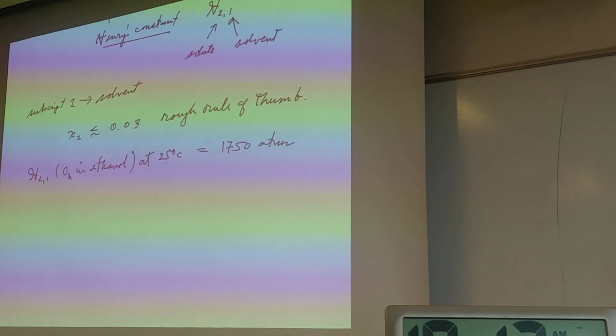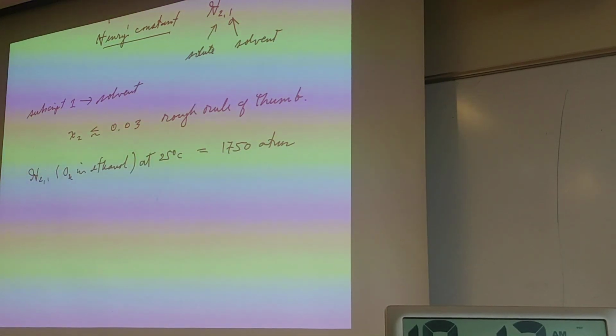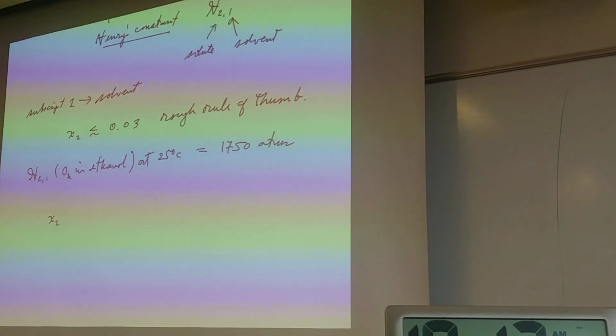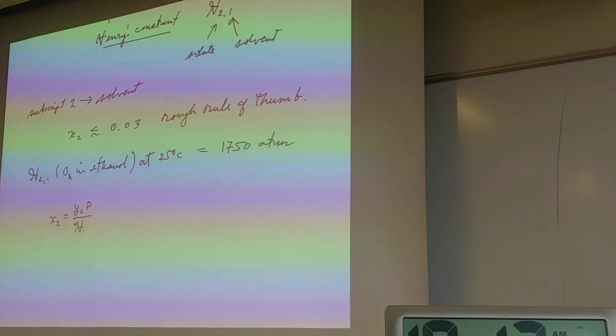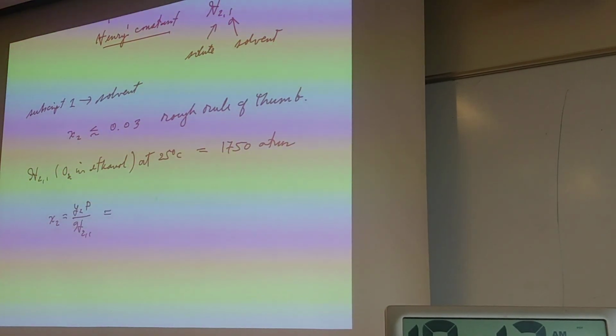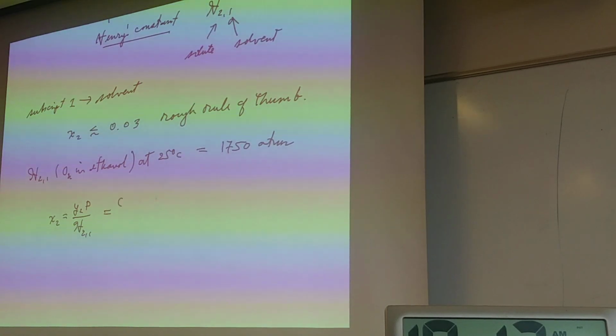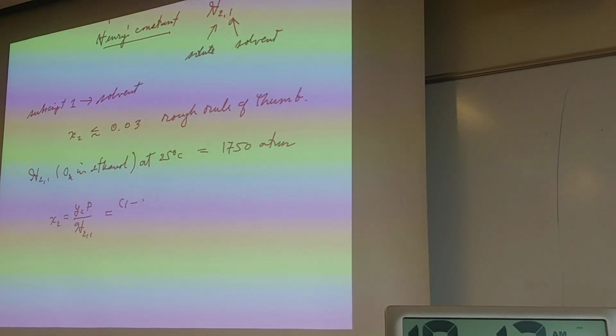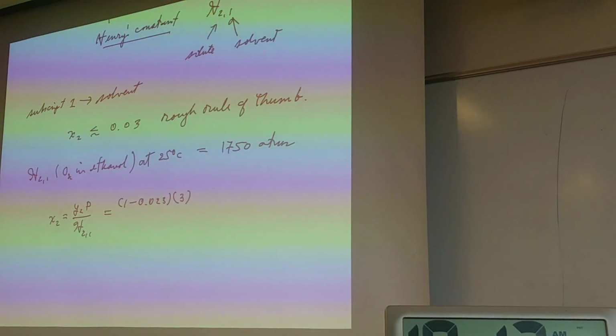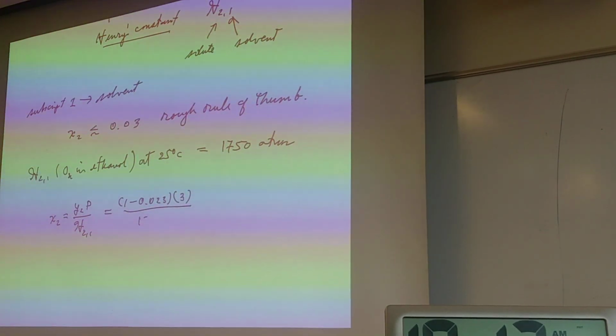So that lets me solve for X2 under these circumstances. X2 is going to be Y2 P over Henry's constant. And I've already worked this out. This is 1 minus 0.023. Pressure was 3 bar. This is 1,750.